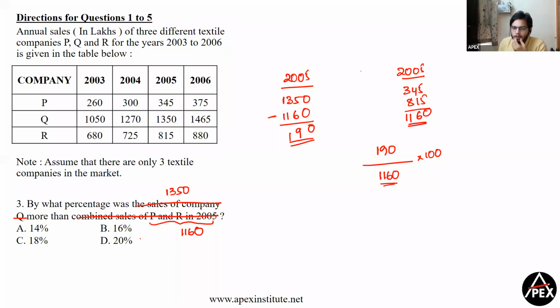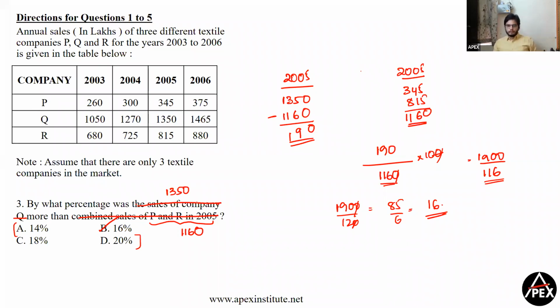So it will be 1900 by 116. What is the percentage, guys? 16.37. Or 1900 by 120, 190 by 12, which is 95 by 6. So this will be about 16. Yes, perfect. So you can also approximate this 116 to 120, and you will get the answer as 16. Clear? Quick responses.